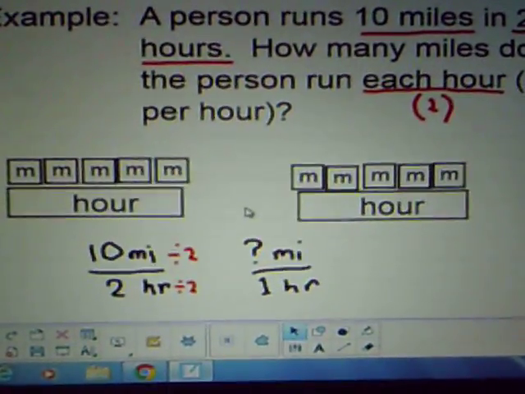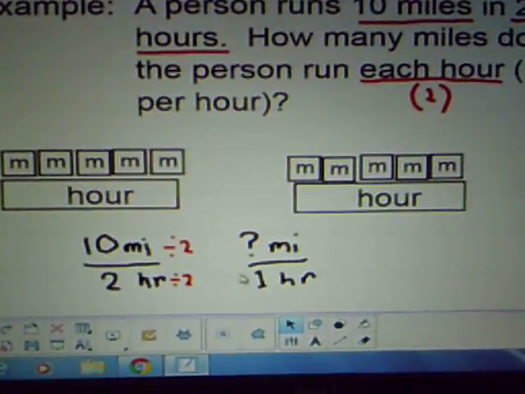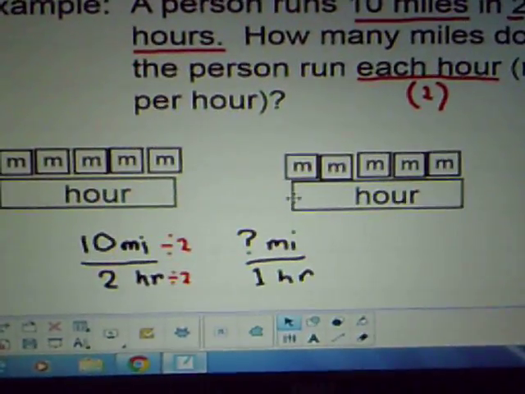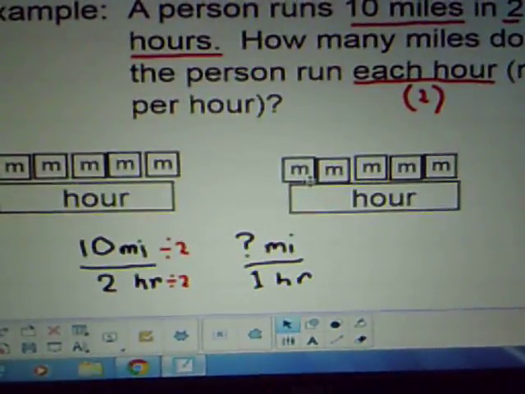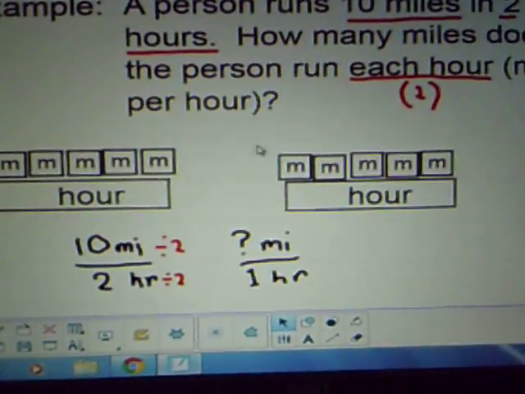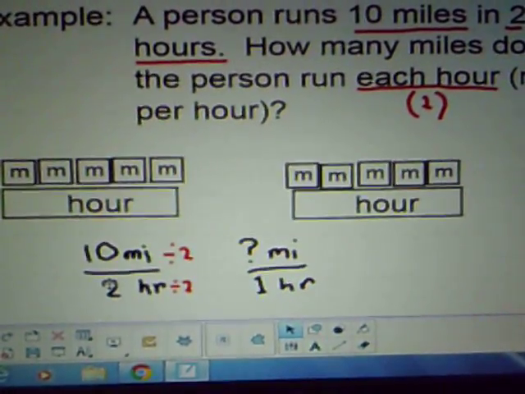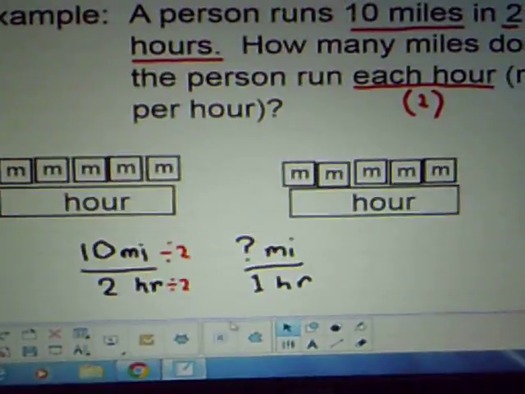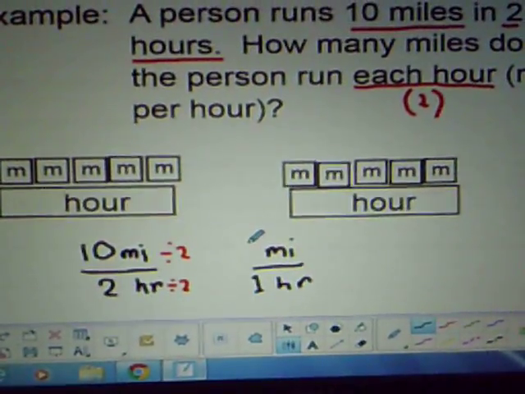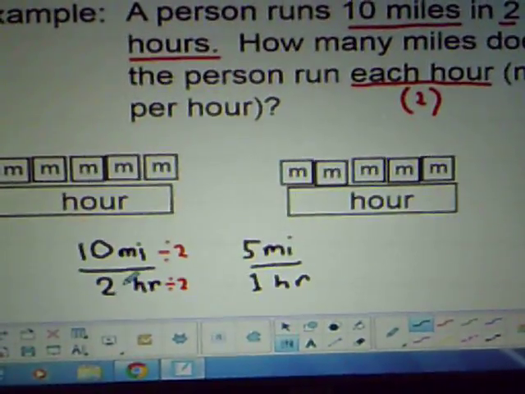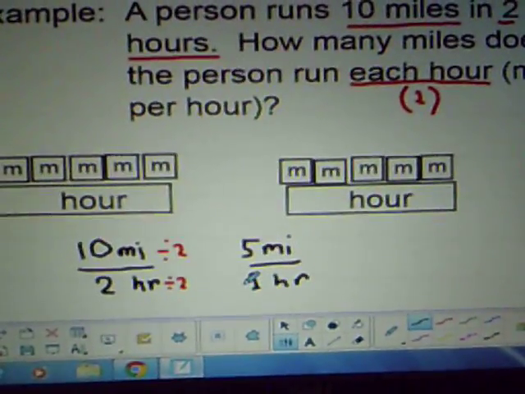I took the hours and I divided them into 2 parts, giving me 1 hour in each group. And then I took the 10 miles and I divided them into 2 equal groups, 1 group for each hour. So I just do my math. 10 divided by 2 equals 5. 2 divided by 2 gives you 1.